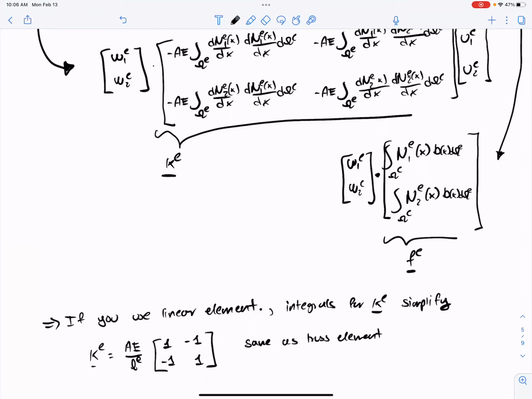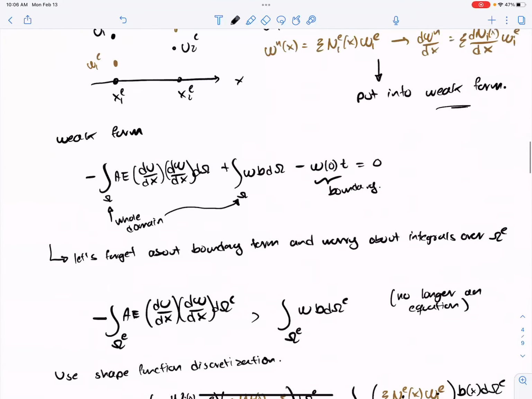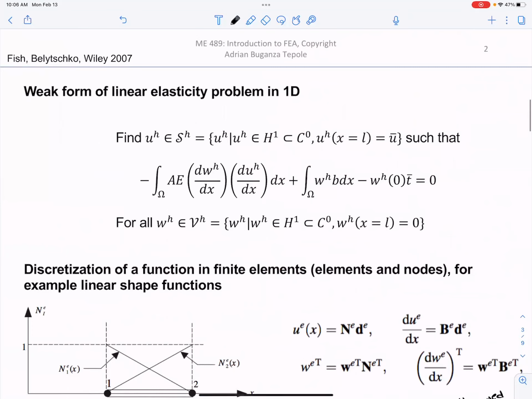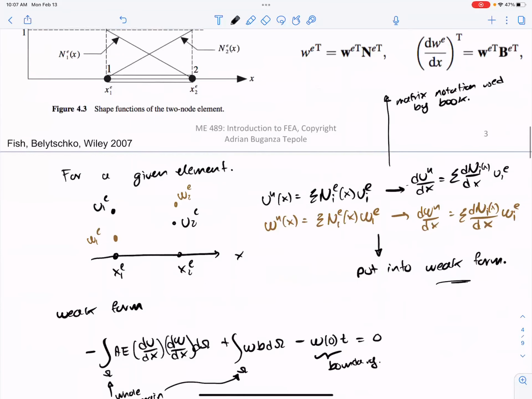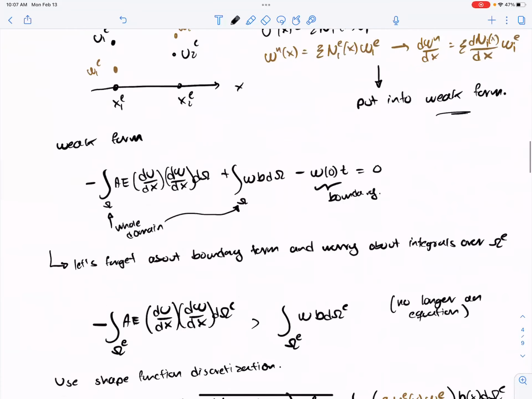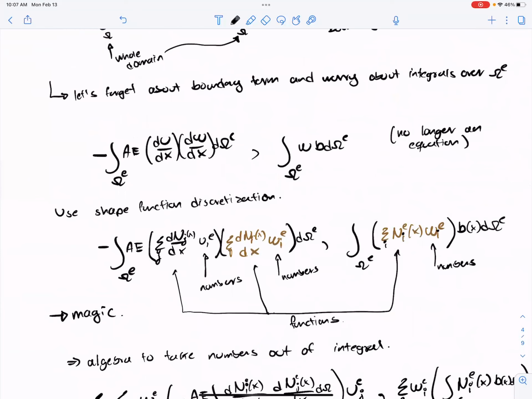Again, just to put things in perspective, we had the weak form, which involves some integrals. On the other hand, we had this way of interpolating functions by summing shape functions and nodal values. We put the interpolation into the weak form, and then we integrate only over a given element. Because the nodal values are just numbers, we can take them out of the integral, and then the integrals should involve only things that have to do with the shape functions, which we know. So then they are computable.